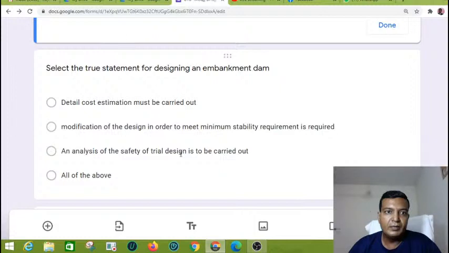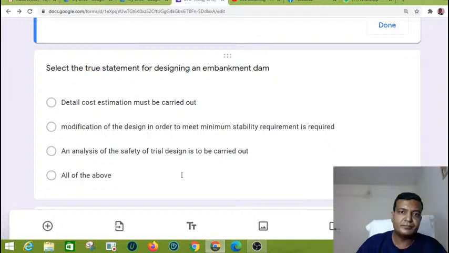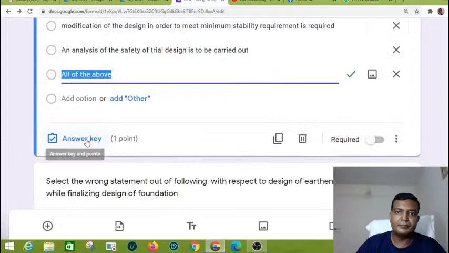Detailed cost estimation must be required. Modification of the design in order to meet minimum stability requirement is required. An analysis of the safety of trial design is to be carried out. All of the above. The answer is all of the above.